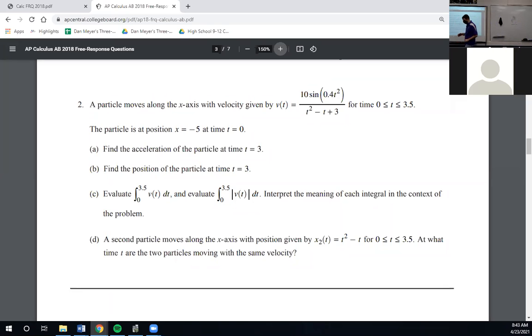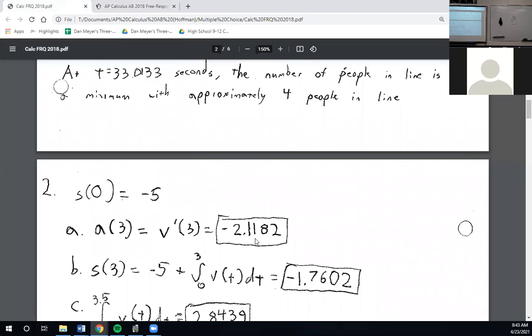Part A says, find the acceleration at 3. If I've got velocity in front of me and I want acceleration, then I want the derivative at that point. So I'm going to take the derivative, plug in 3, and get my answer. Done.